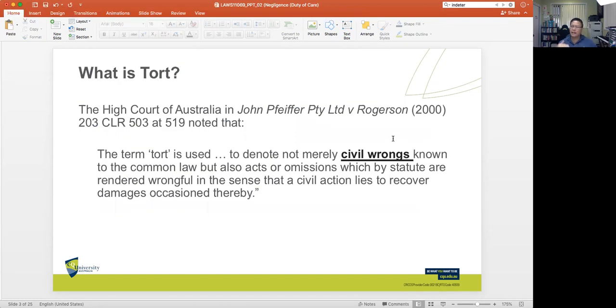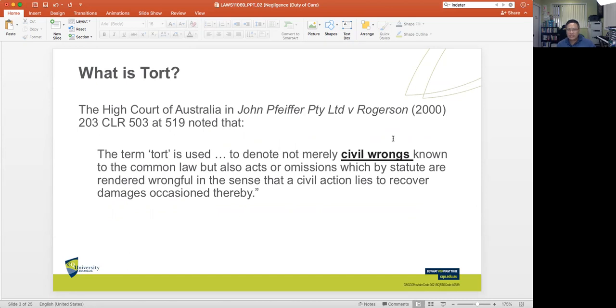So again, as a reminder, what exactly is tort? The High Court of Australia, in John Pfeiffer Proprietary Limited versus Rogers, noted that the term tort is used to denote not merely civil wrongs known to the common law, but also acts or omissions which by statute are rendered wrongful in the sense that a civil action lies to recover damages occasioned thereby.